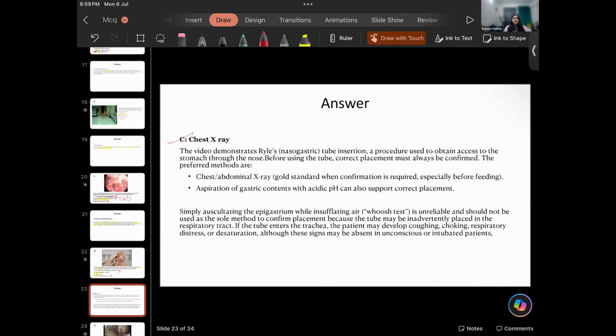But the gold standard is basically a chest X-ray or abdominal X-ray where the confirmation is required. And aspiration of the gastric content with the acidic pH will support the correct placement. But the most reliable is the chest X-ray.